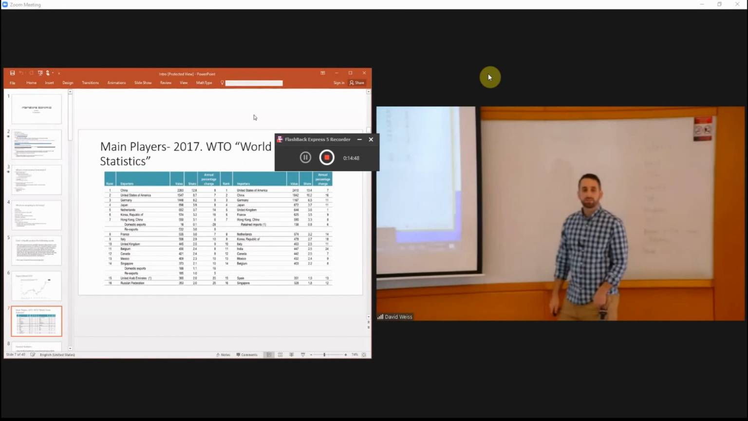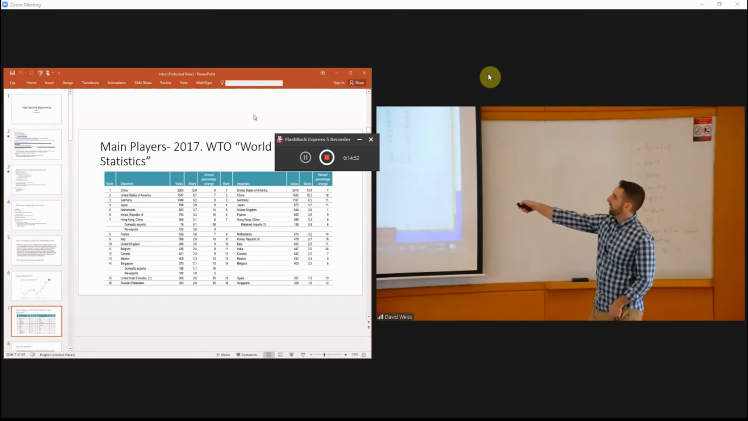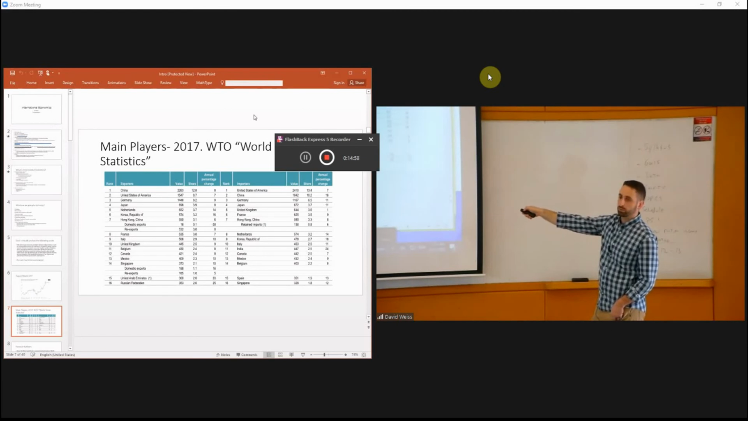This is 2017, the major players in international trade. On the left, in descending order of the value of exports, you have the biggest exporters in the world, and on the right, the biggest importers. A few things should stick out. One is that China is the biggest exporter, and the United States is the biggest importer.